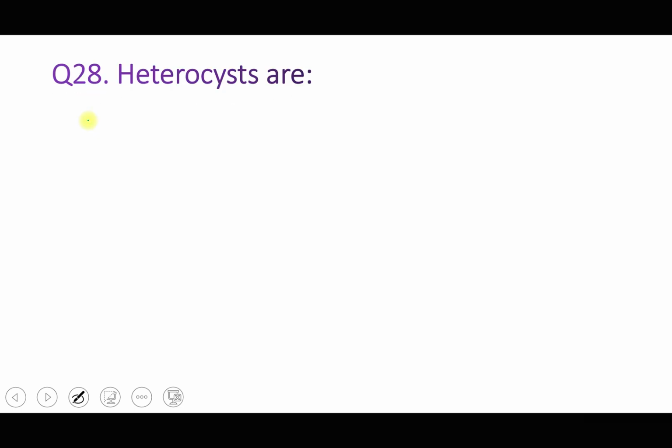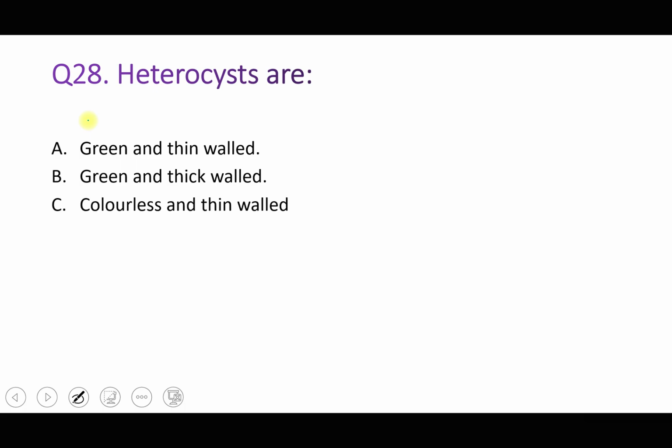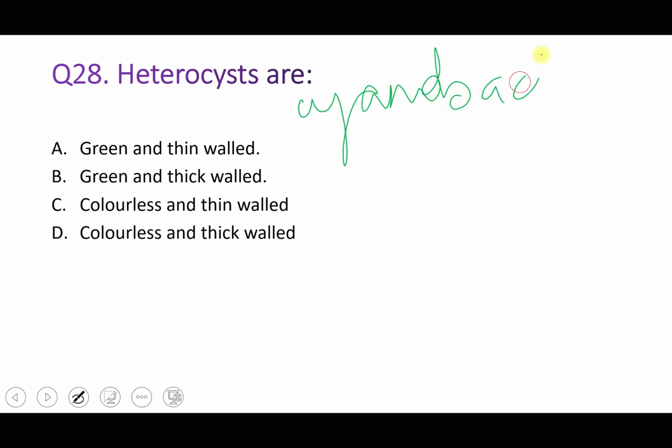Question number 28. Heterocysts are: A, green and thin-walled; B, green and thick-walled; C, colorless and thin-walled; D, colorless and thick-walled. Heterocysts are present in the blue-green algae, also called the cyanobacteria, and these are the site for nitrogen fixation. These have thick cell walls and they don't have color. So the option D, colorless and thick-walled, is correct.